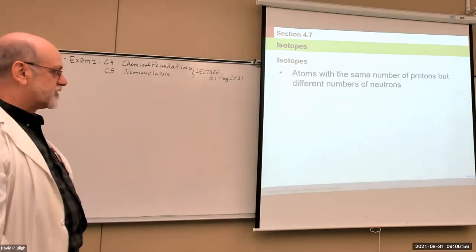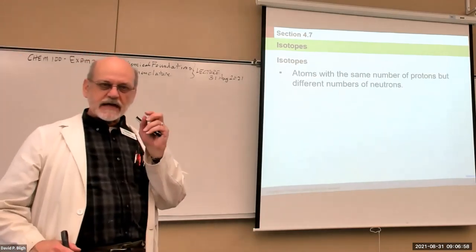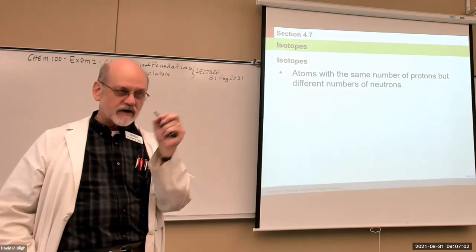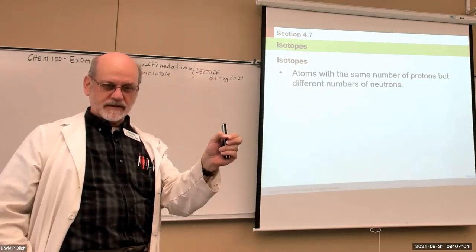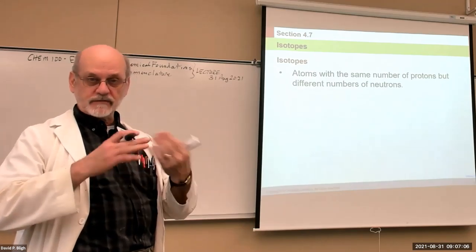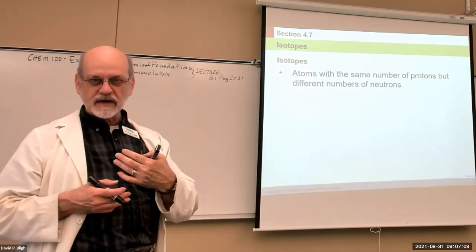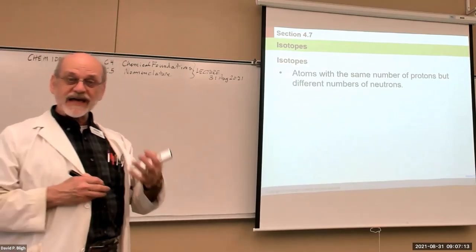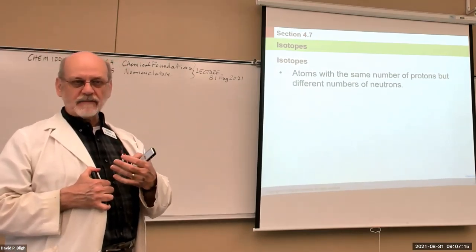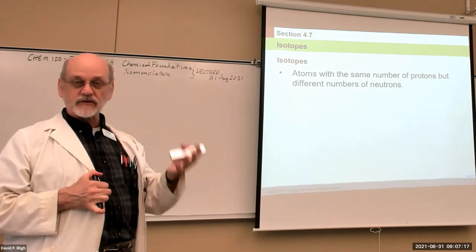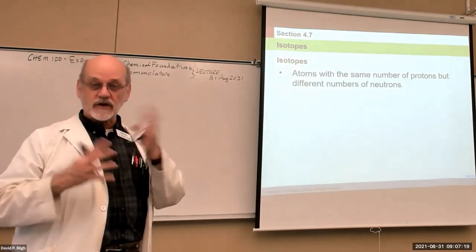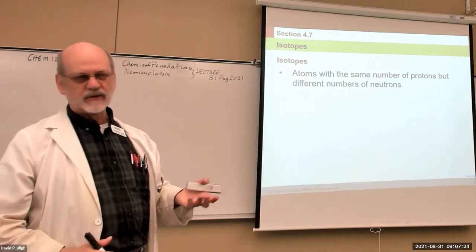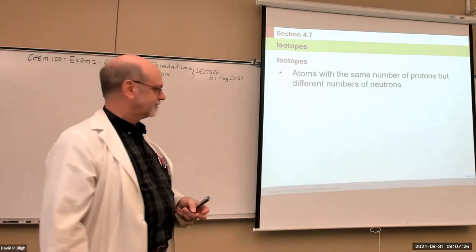Okay, we know about isotopes now. If you have a certain number of protons, you have a given element. But you can have different numbers of neutrons in the nucleus and still have the same element, because its behavior is determined by its electronic structure, how the electrons behave. And the neutrons have nothing to do with that. Well, very little to do with that.